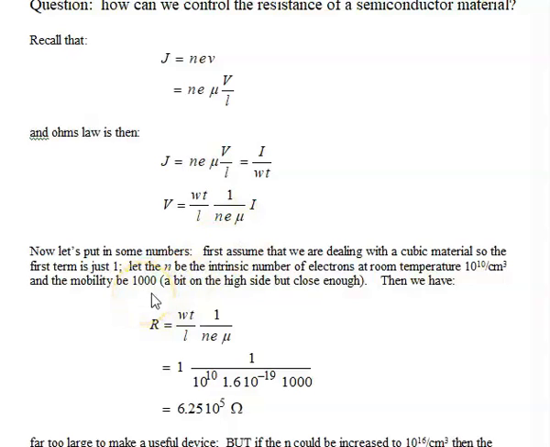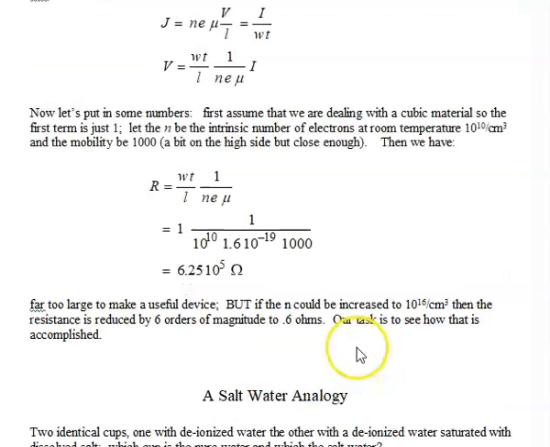We're going to assume the mobility is about 1,000. It's a bit on the high side, but that's close enough. So we put all those numbers in. This is 1 divided by 10 to the 10th, 1.6 × 10⁻⁹, 1,000, and we get about 600,000 ohms. That is a big number. That could not make a useful device.